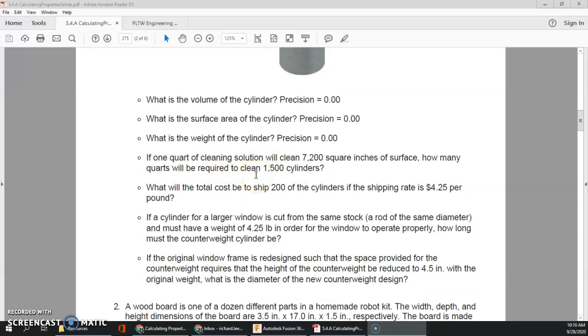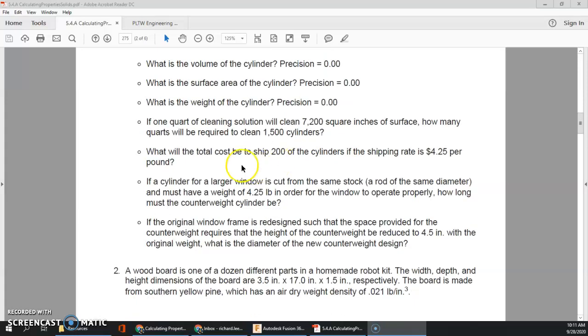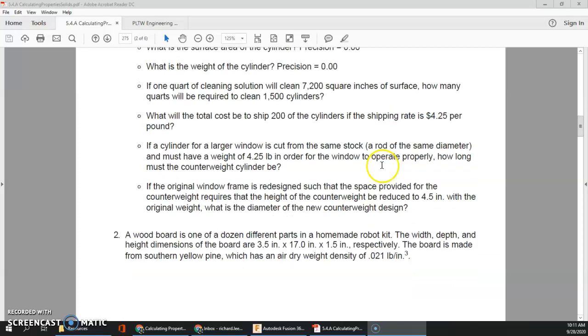This question is referencing surface area. 1 quart will clean so many square inches. The fact that the units are squared tells you that it's an area, two-dimensional, as opposed to volume, which is three-dimensional. So right here we're dealing with surface area. In this question, we're dealing with weight. We need to know the weight of one cylinder to find the weight of 200 cylinders, and then to use the rate of dollars per pound to find how much it costs to ship all of those.